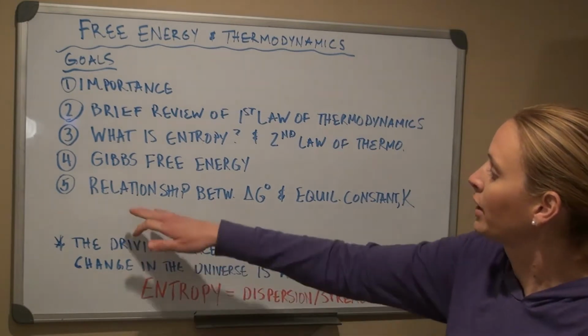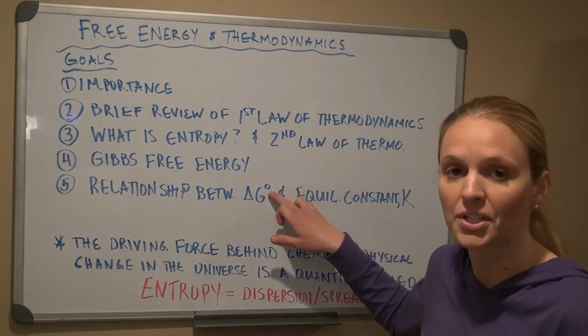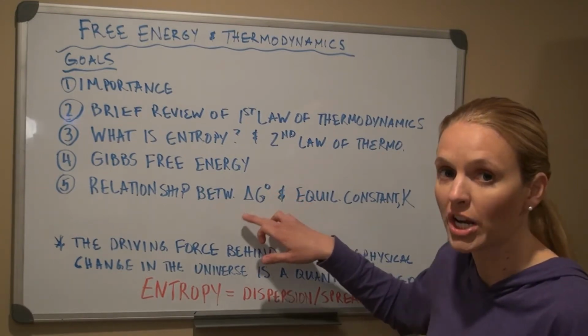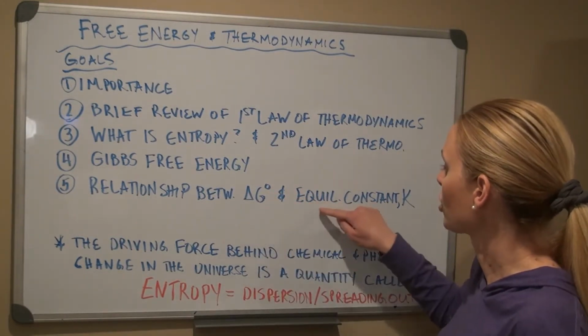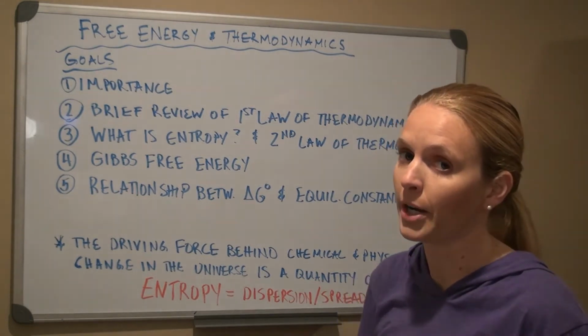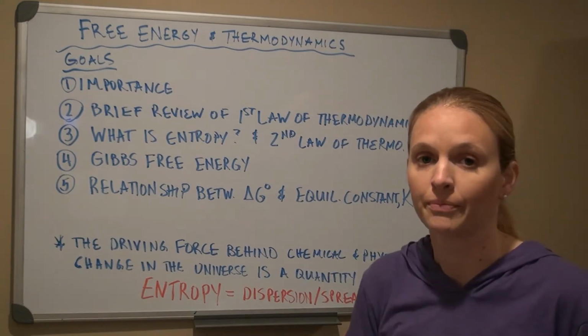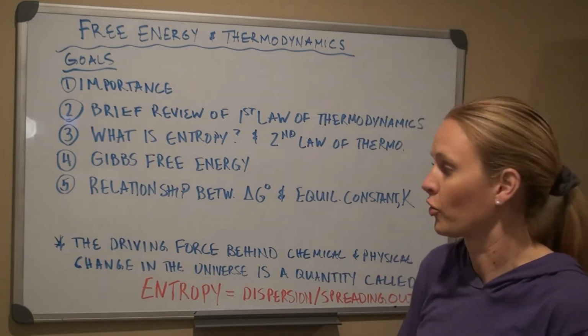And then finally, there is a relationship between this delta G naught, which is the standard state Gibbs free energy, or the change in Gibbs free energy, and its relationship with an equilibrium constant for a reaction that is at equilibrium. You can use that to predict spontaneity, which is what Gibbs free energy does.